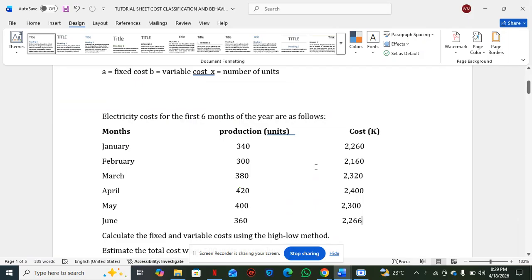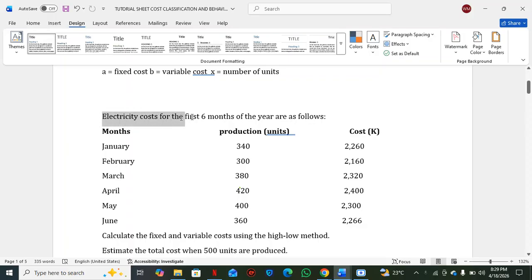Okay, so we're looking at cost estimation using the high-low method. The overall purpose of this is because we want to form a cost function. This cost function is going to help us predict future costs. So let's look at this information here.